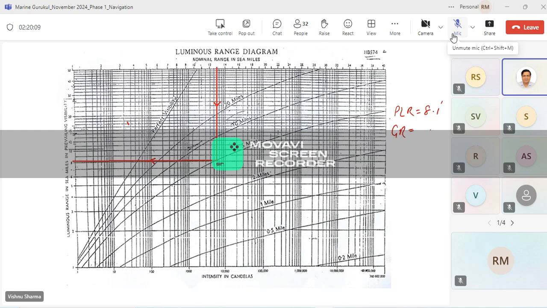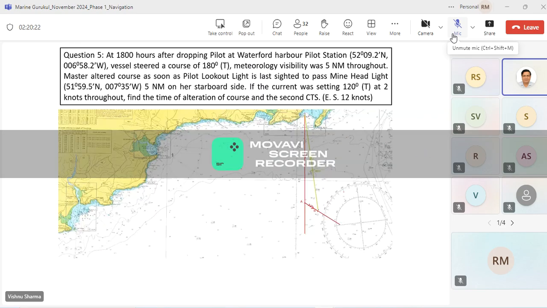Geographical range, you said 14 point some miles. Am I right, guys? So which one will be used for alteration? PLR. Yes, sir. 8.1. PLR. So we open our compass 8.1 miles.